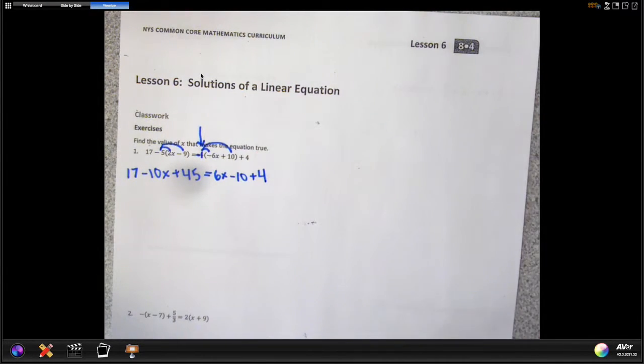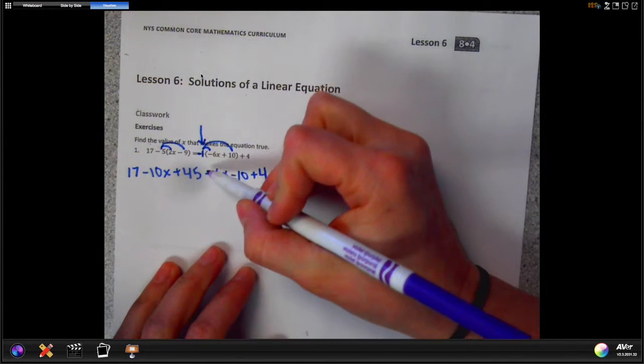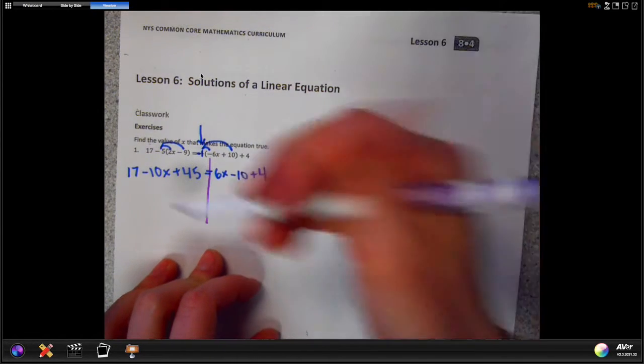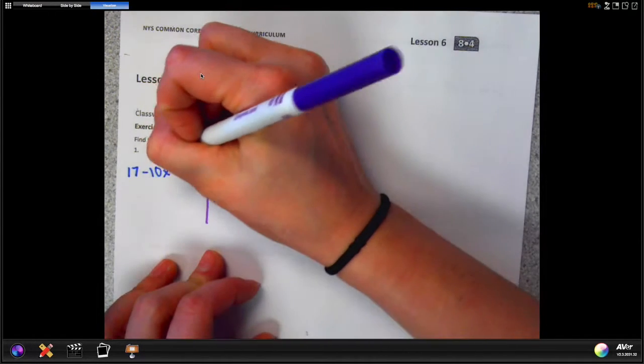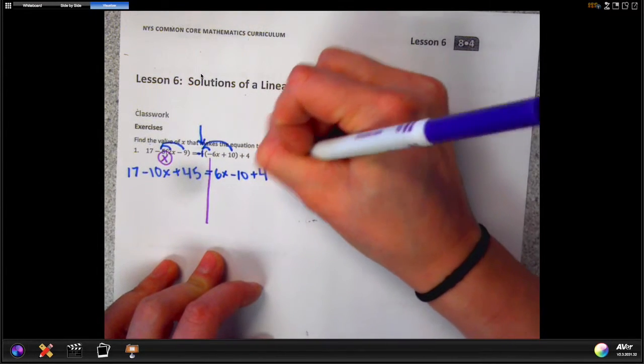Now, this is the part where, depending on the teacher you have, they may or may not let you use this method. So we want to solve for x. That means we want to know what x equals. And we need to get x on one side of the equation, and we need to get all the numbers on the other. So what I like to do is I like to split the equation at the equal sign. And I like to label it. So x's are all going to go on the left, and numbers are all going to go on the right.